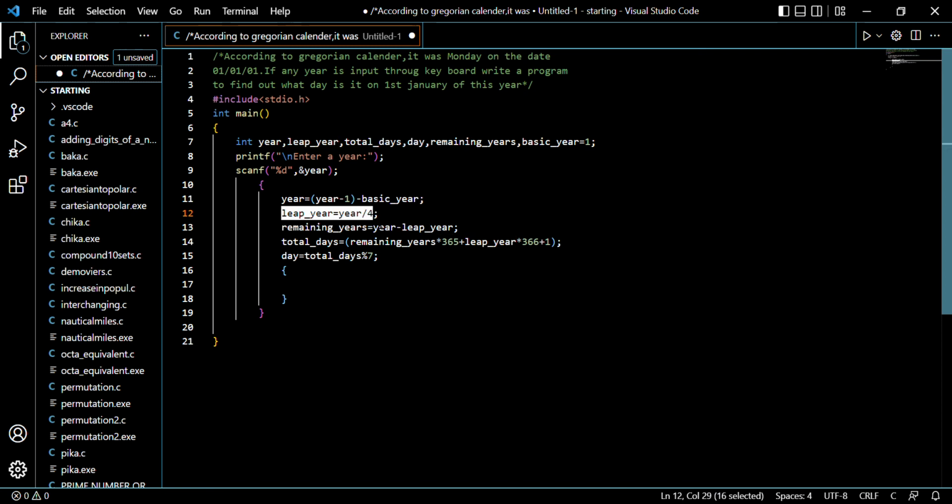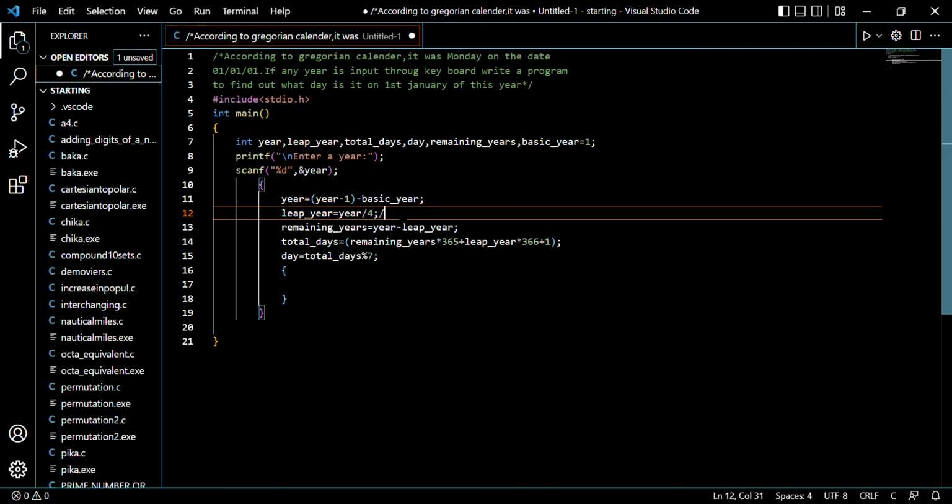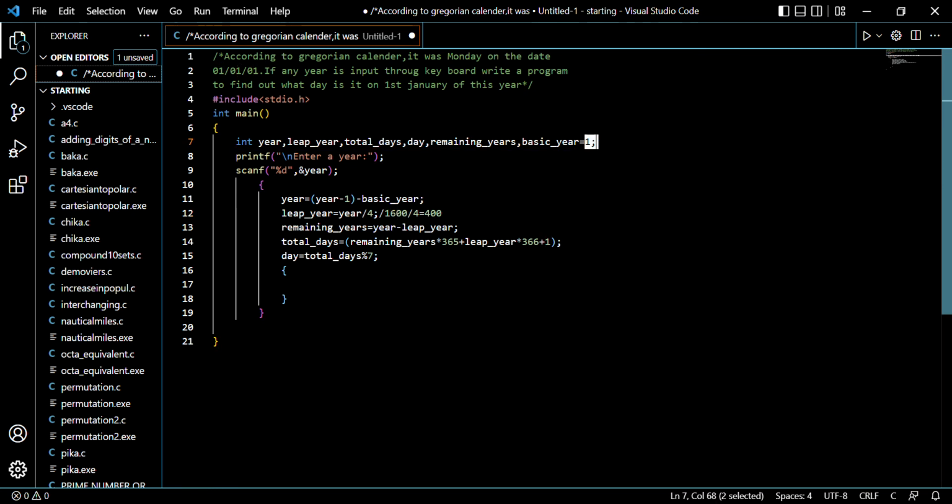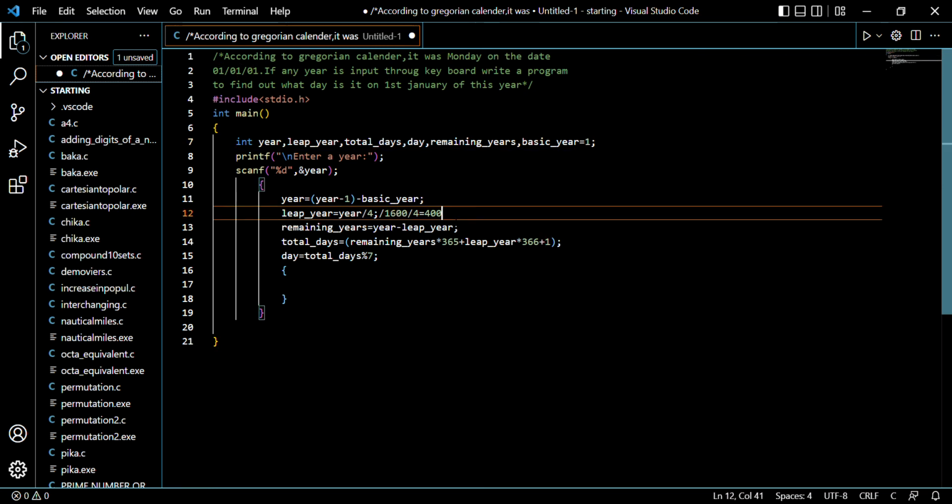Now for leap years. Let's imagine the year entered is 1600 for my convenience. I'm going to divide it by 4. The total number of leap years is going to be 400, right? Dividing by 4 tells you how many leap years we have gone through until that year. Till 1600, from the starting year one, we have gone through 400 leap years. That's the total number of leap years we have undergone until the particular year entered by the user.